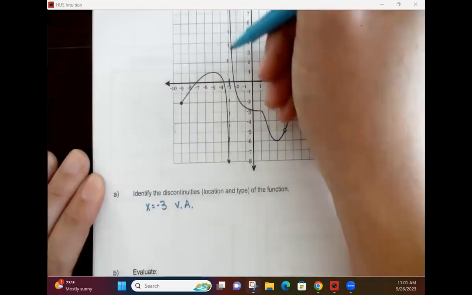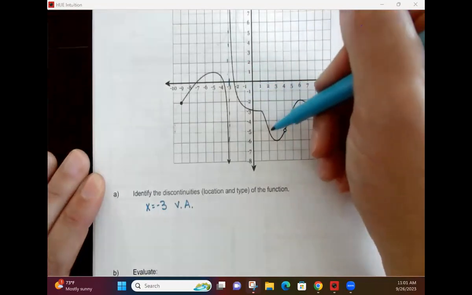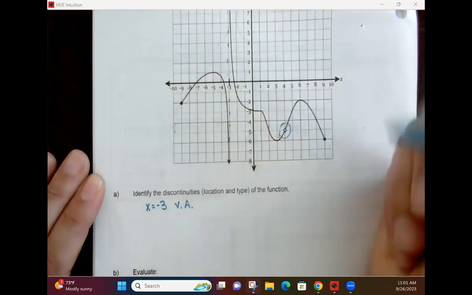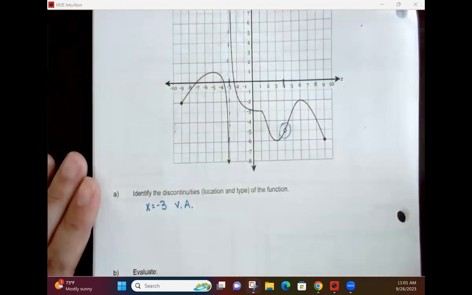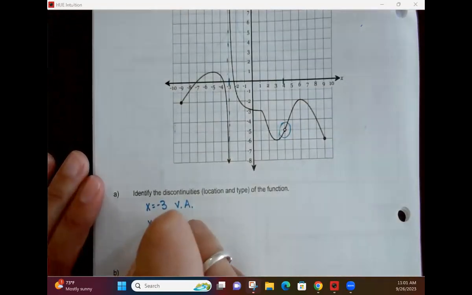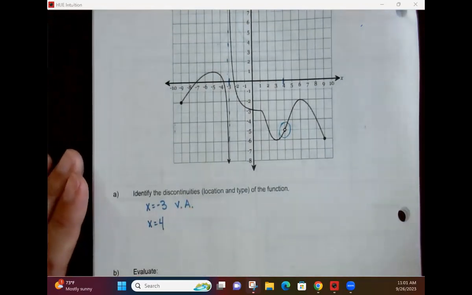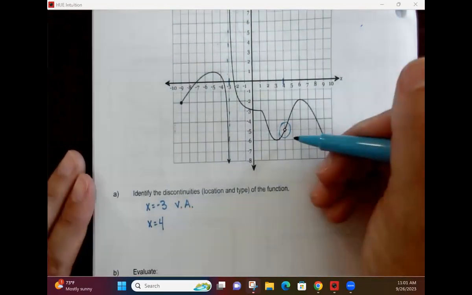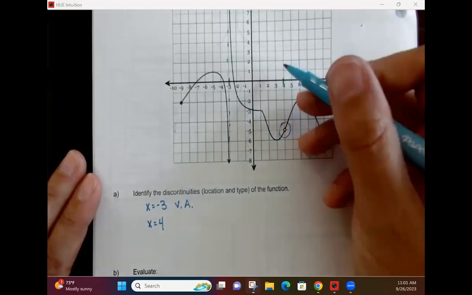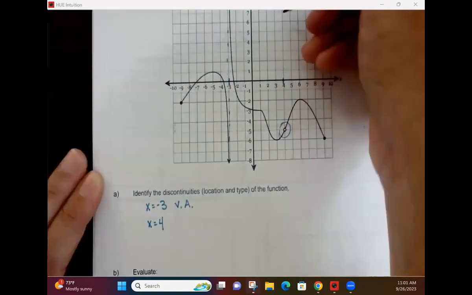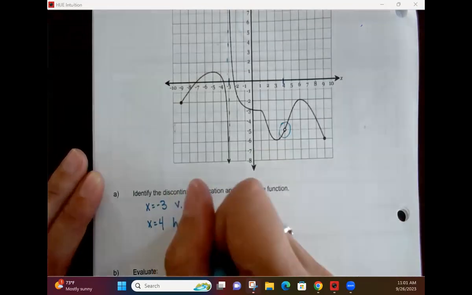And then after that asymptote, things are going fine until right here, until x is 4. At x equals 4, I have another discontinuity. What type would this be? This is a hole. It's not defined anywhere else. I don't have a point somewhere else when x is 4, so that makes this a hole.